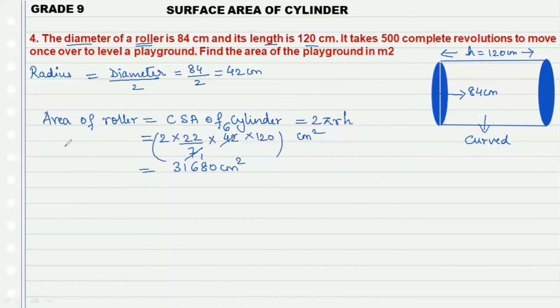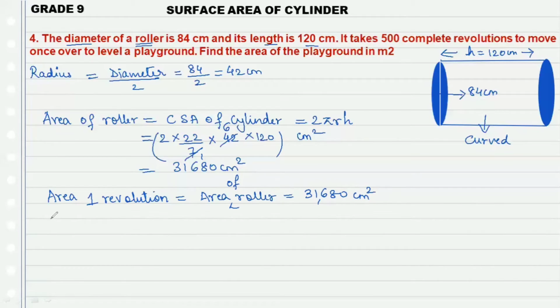Now it means that अगर आपका cylinder, that means roller, एक revolution लेता है, okay, अगर वो एक complete revolution लेता है तो कितना area cover करेगा? Area of one revolution will be exactly area of roller. Okay, पूरा एक roll कर रहा है ना, यहाँ से शुरू होकर return यहीं पे खत्म. So it means one complete revolution is what? Area of roller. Okay, area of roller, that is 31,680 centimeter square.